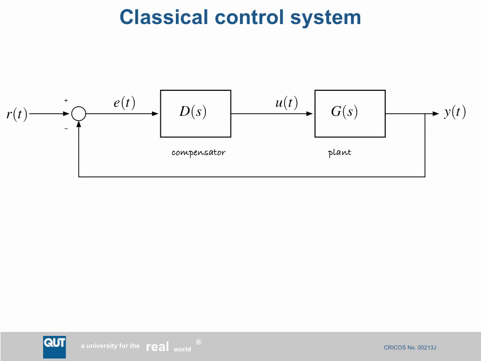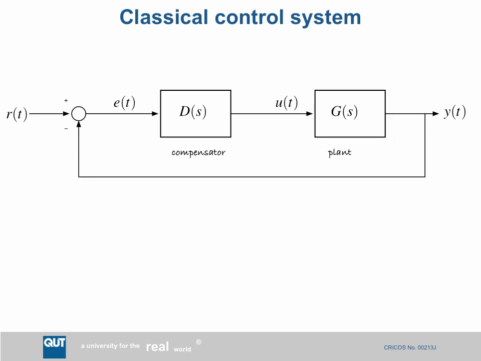So let's look at a classical continuous time control system. We have a plant whose dynamics are given by G of S, and we've designed a compensator, D of S, so that this closed loop system is stable, so that its poles are at a good location in the S-plane, so we get adequate rise time and a desirable amount of overshoot. R of t is the reference, and that's what we want y of t to track.